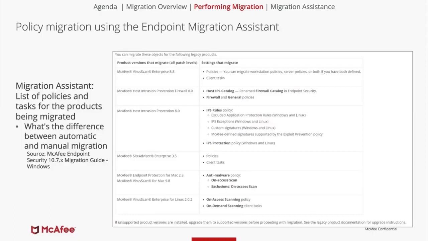When it comes to the items that the Migration Assistant is capable of migrating from your legacy products to Endpoint Security, I'd really recommend reviewing the Endpoint Security Migration Guide that's available on docs.mcafee.com for more specifics. But essentially, it's able to migrate your policies from VSE, HIPS, and HIPS Firewall, Site Advisor Enterprise, Endpoint Protection, and VirusScan for Mac, and VirusScan Enterprise for Linux, in addition to client tasks from VSE and Site Advisor Enterprise.